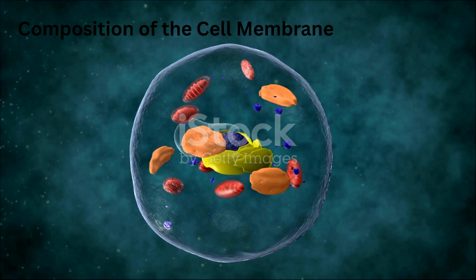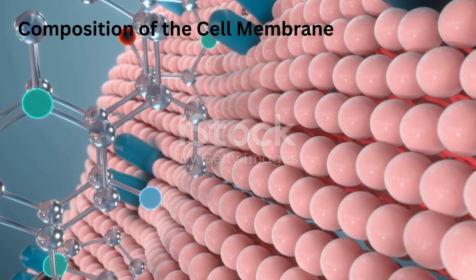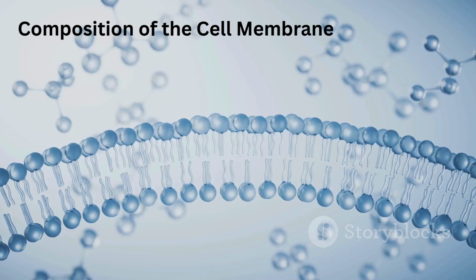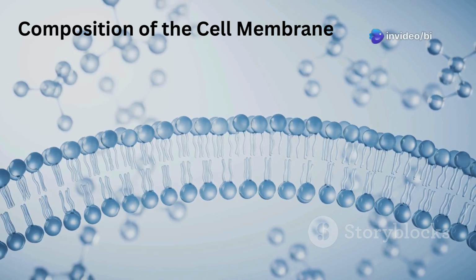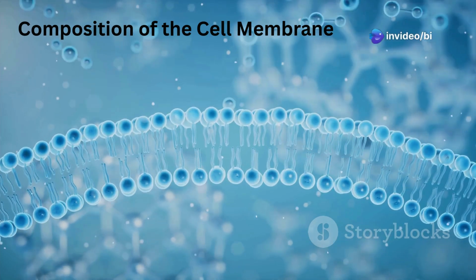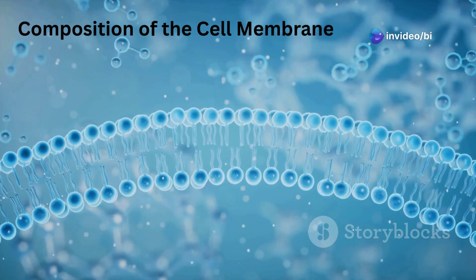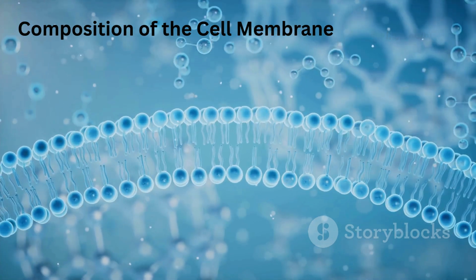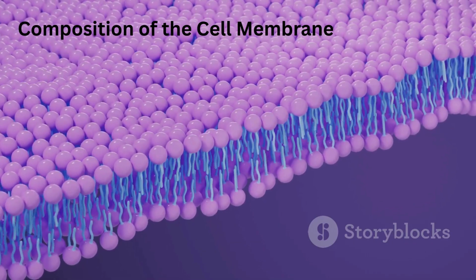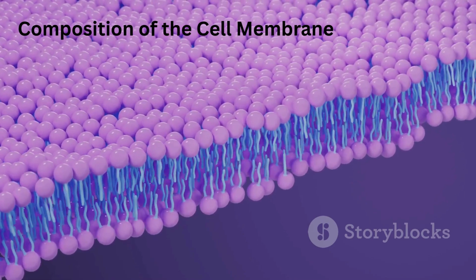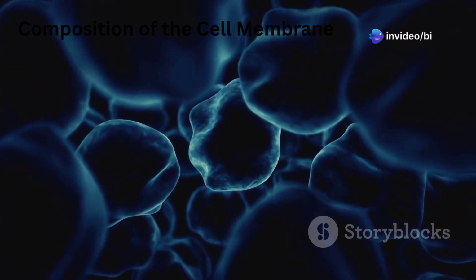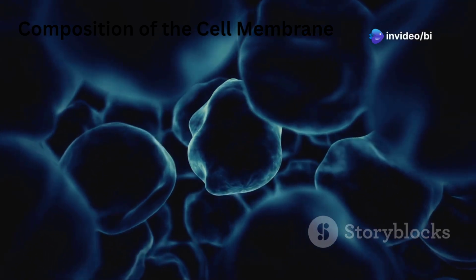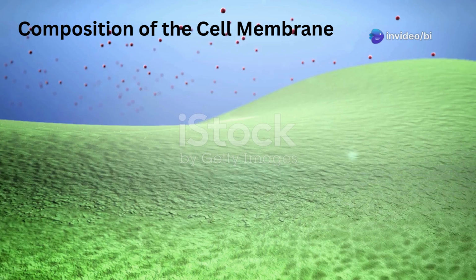Its primary components include lipids, approximately 40 to 50% by weight. The workhorses here are phospholipids, which form a double layer called the lipid bilayer. Each phospholipid molecule has a hydrophilic, or water-loving, head and two hydrophobic, or water-fearing, tails. In the bilayer, the hydrophilic heads face the watery environments inside and outside the cell, while the hydrophobic tails cluster together in the interior, creating a barrier to water-soluble substances.